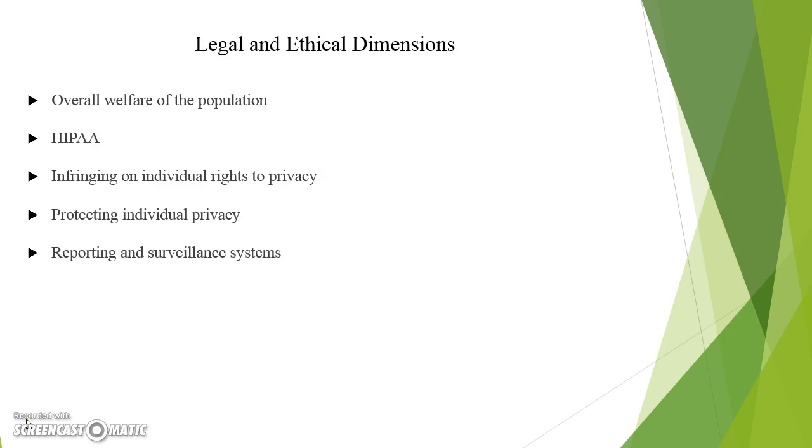Legal and ethical dimensions. Federal and state governments have implemented policies, programs, and strategies in order to manage, maintain, and improve public health. They have an ethical and legal responsibility to provide for the general welfare of the population. However, there comes a point in the public health process where the government must decide to ethically provide for the common good or infringe upon the personal rights of individuals.